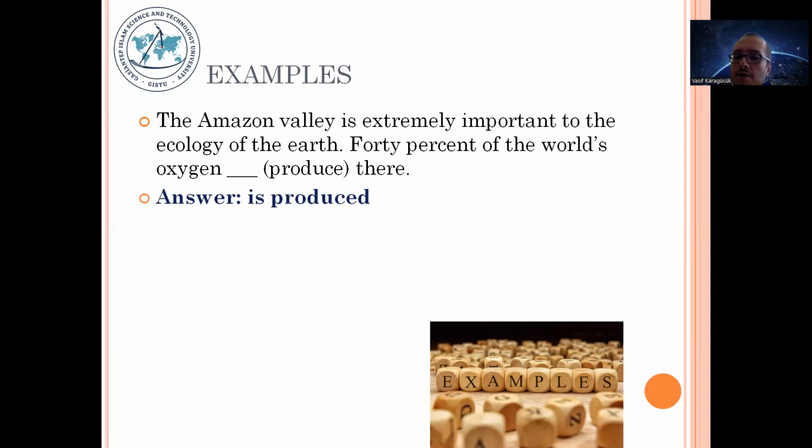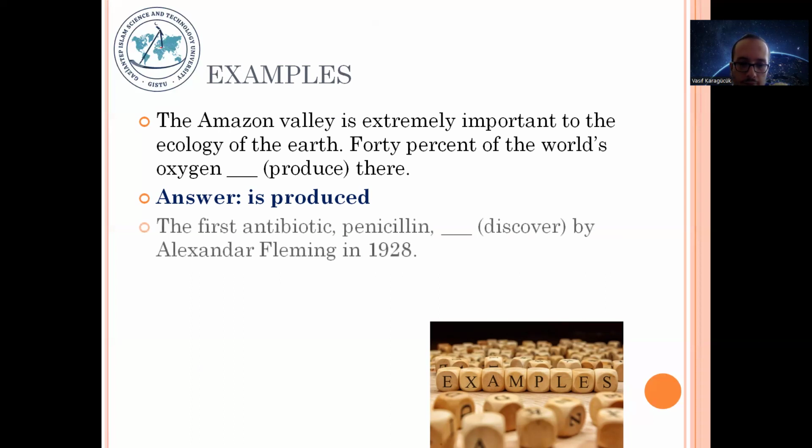produced. Another example. The first antibiotic, penicillin, by Alexander Fleming in 1928. In here, I have to use simple past tense. And in simple past tense passive sentences, we use was, or were, and past participle. So, was discovered. The full sentence is, the first antibiotic, penicillin, was discovered by Alexander Fleming in 1928.